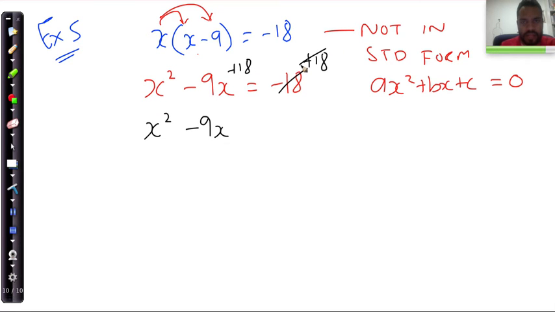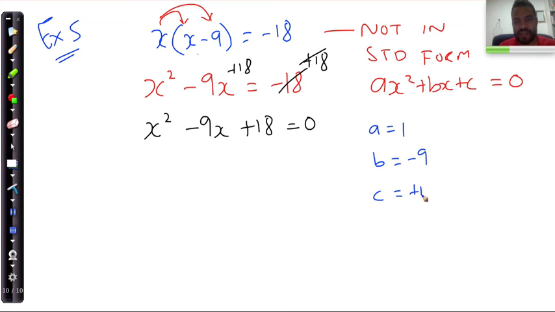When I do that, I have essentially obtained a trinomial, a quadratic trinomial, and now it's also in standard form. And when I look at that, I've got 1 as a coefficient, so my a value corresponding to this equation is equal to 1. My b value corresponding to this equation is negative 9, and my c value is positive 18. Right. And how do I do this?